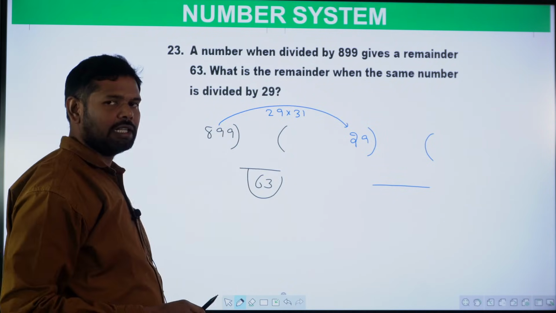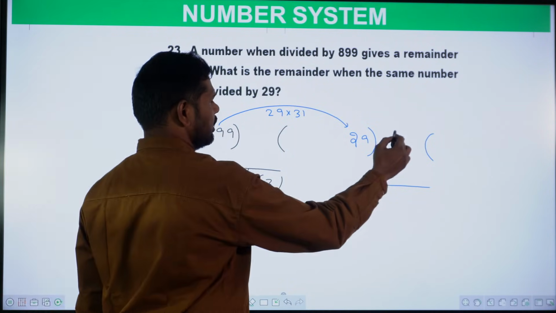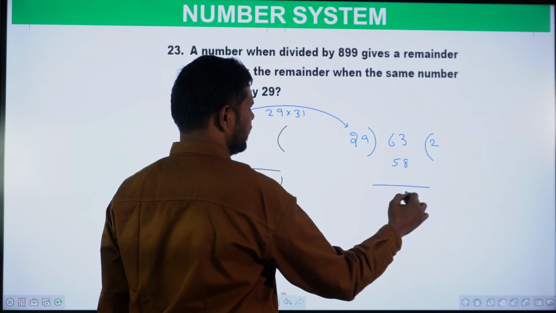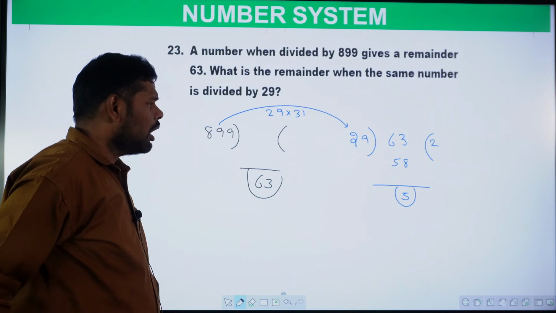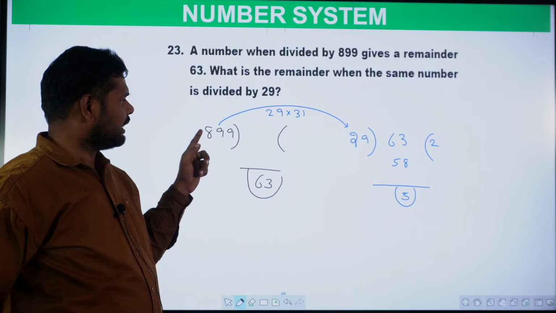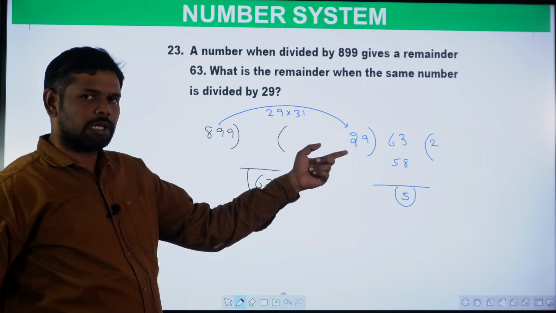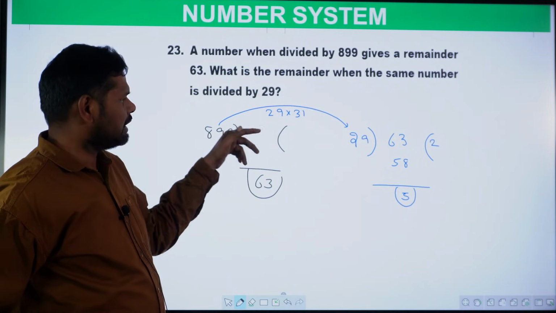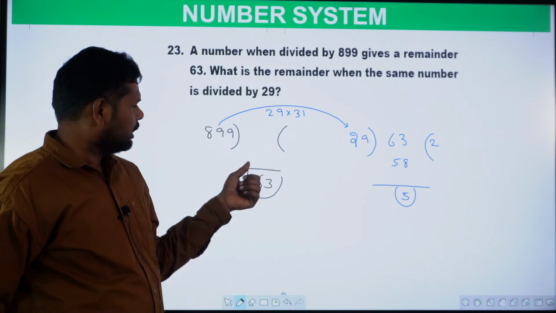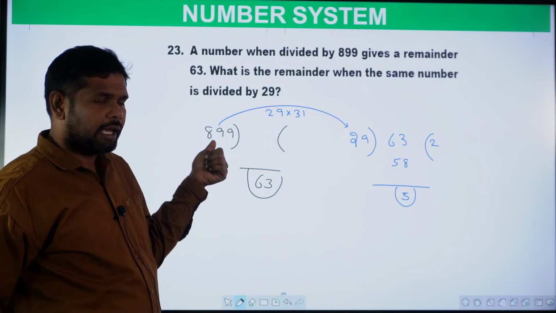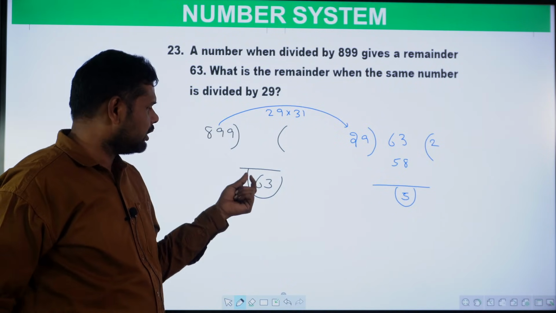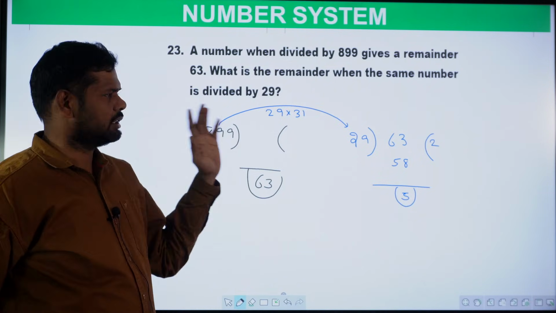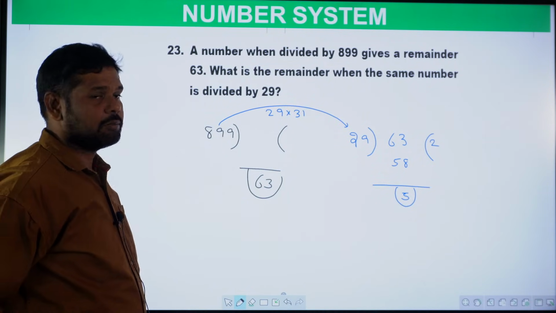Then no need to find that number. Just consider that remainder as a number and divide. 63 divided by 29, 29 times 2 is 58. What is the remainder? 5. Why? All multiples of 899 are completely divisible by 29. Whatever the division performed above, that number is completely divisible by 29 also. But the 63 is not divisible by 899. That's why you just divide that 63 by 29 and you get the exact remainder. That's it. We discuss this at the time of the division sums concept.